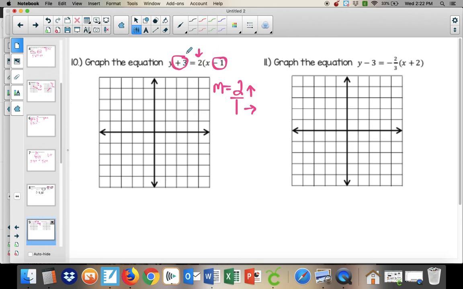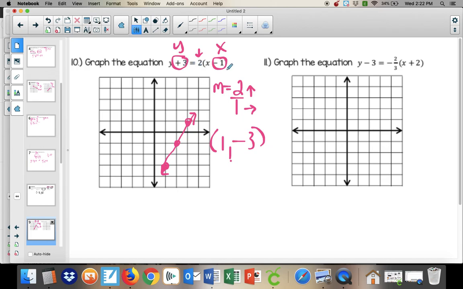My point is going to be opposite, y, x. So the opposite of taking away 1 is a +1. The opposite of adding 3 is -3. So I start at 1, -3. And I use my slope to graph again. Up 2, right 1. Up 2, right 1. And there is my graph.